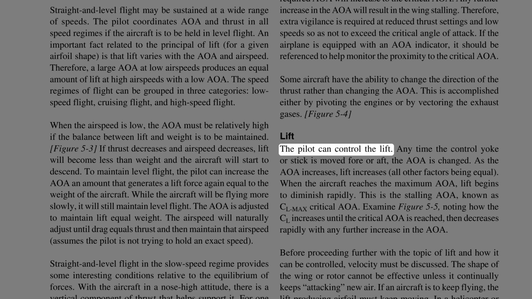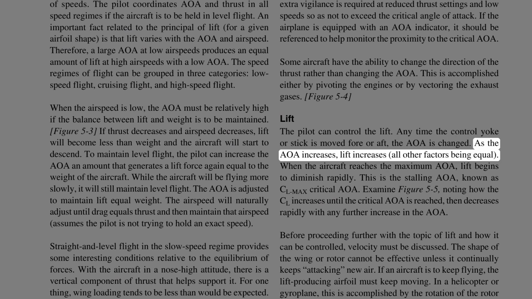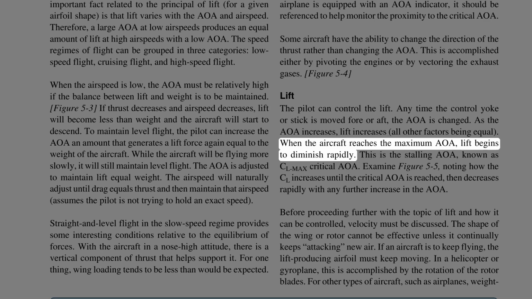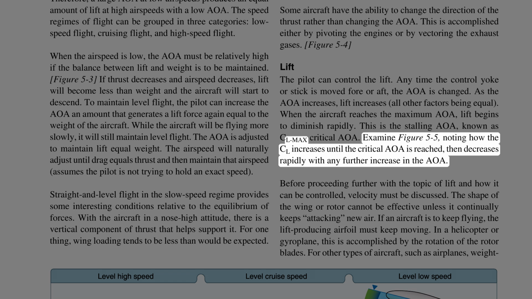Lift. The pilot can control the lift. Anytime the control yoke or stick is moved fore or aft, the AOA is changed. As the AOA increases, lift increases, all other factors being equal. When the aircraft reaches the maximum AOA, lift begins to diminish rapidly. This is the stalling AOA, known as critical AOA. Examine figure 5-5, noting how the CLmax increases until the critical AOA is reached, then decreases CL rapidly with any further increase in the AOA.